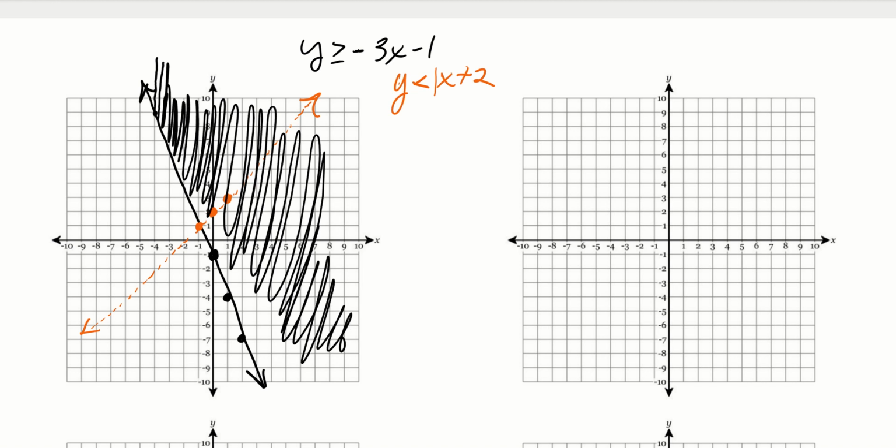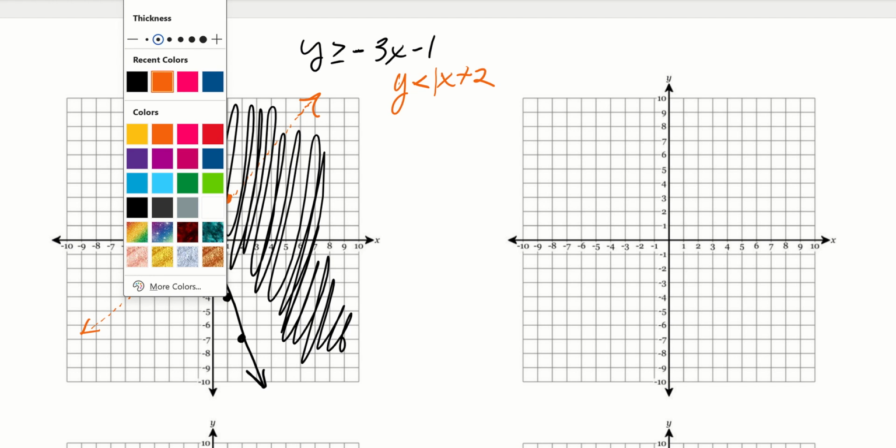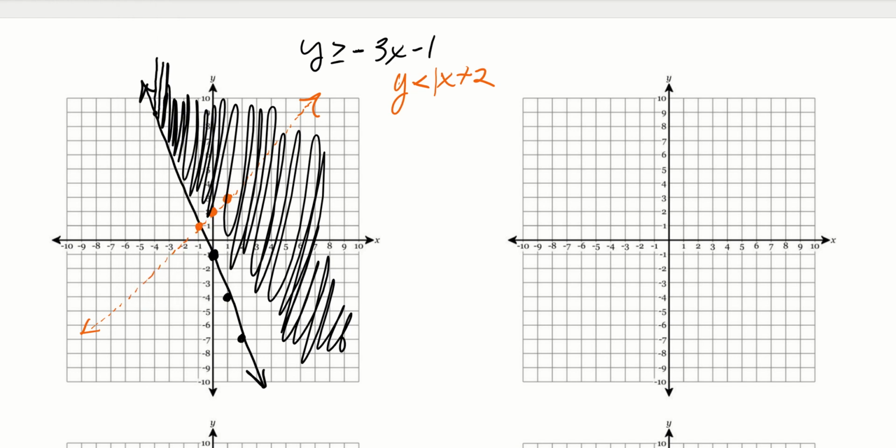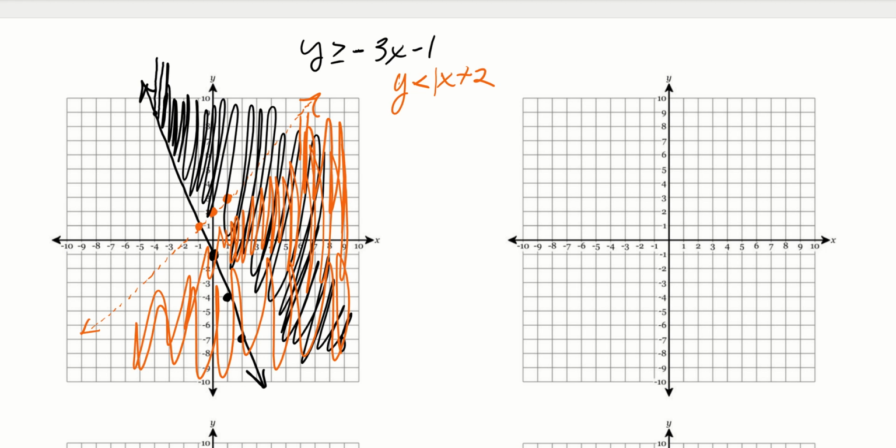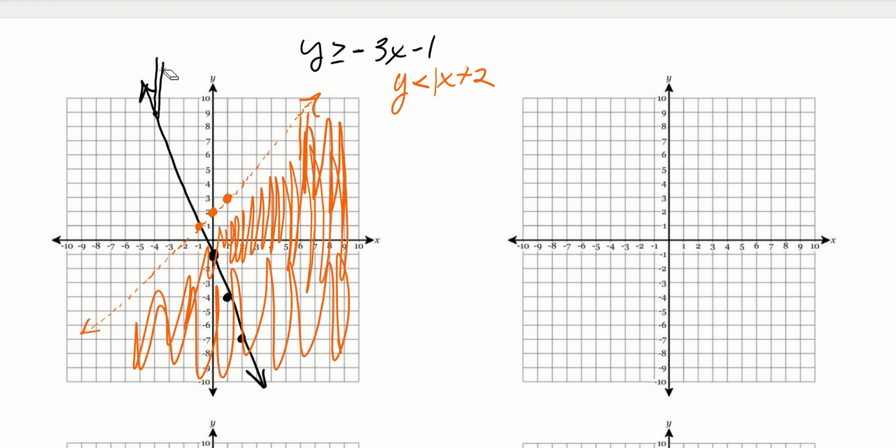For y is less than x plus 2, y is going to be anything below this boundary line. So we would shade everything below that boundary line because it's all the values less than what that line represents. Now we're looking for where our shading overlaps, and it's in this region right here. You see how there's black and orange in all of this region? So I'm going to erase this shading so that it's more clear.